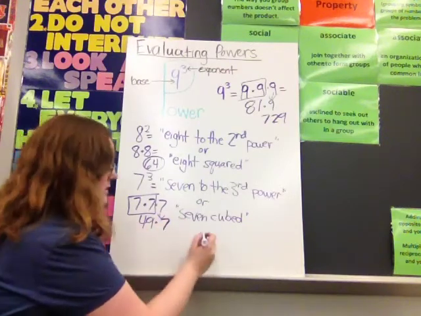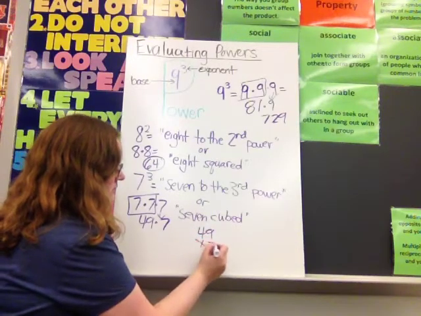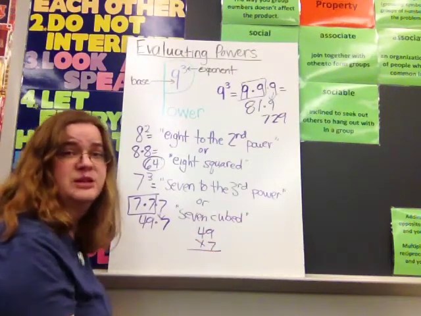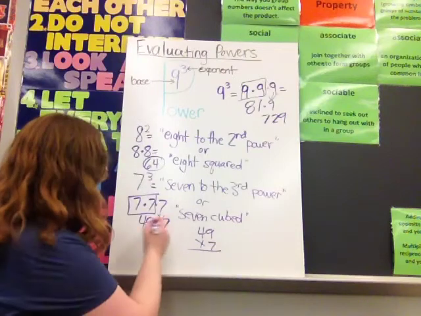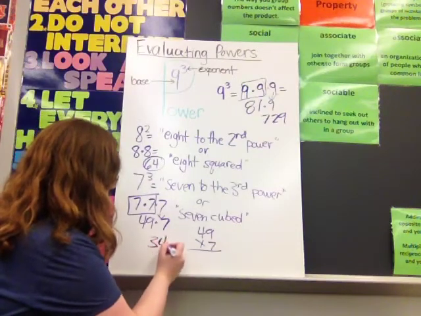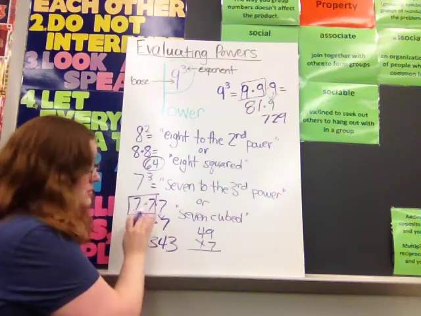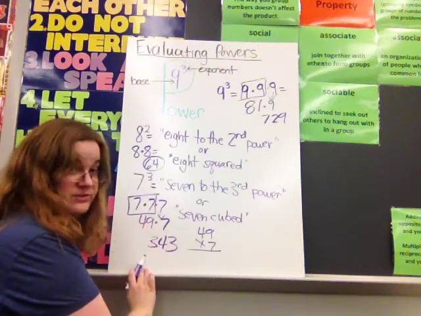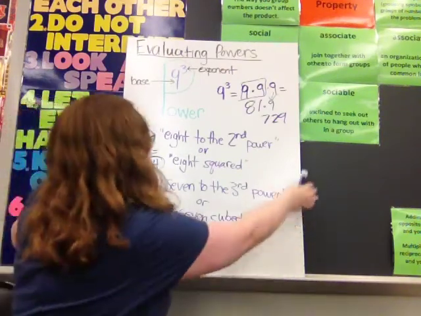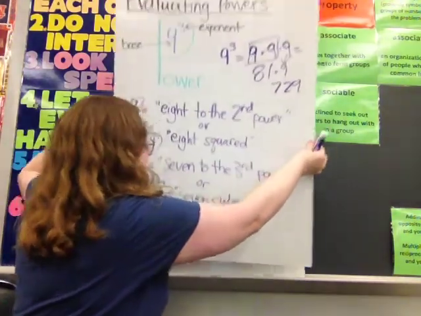Again, if you can do that in your head, great. If you can't, just go over here and start doing a multiplication problem. There's nothing wrong with that. All right, when you multiply that together, you should get 343. Again, exponential form, expanded form, standard form. All right, let's take a look at some other examples.